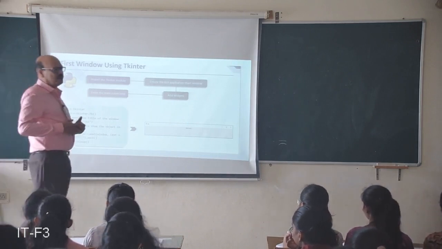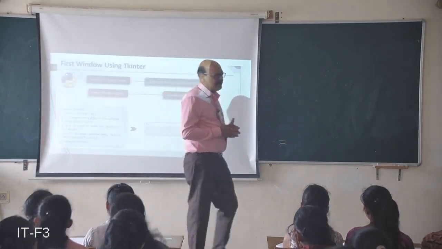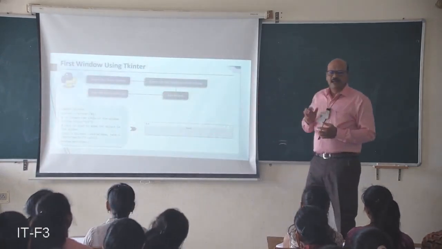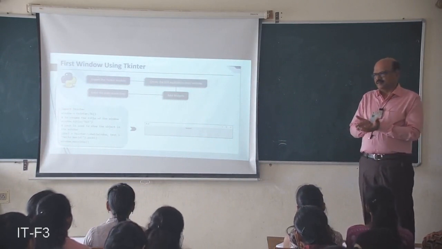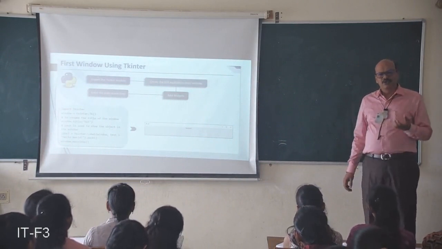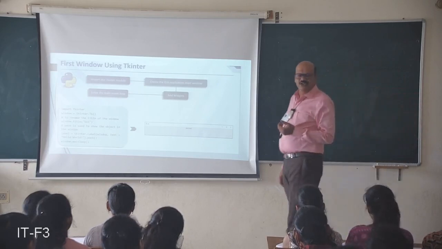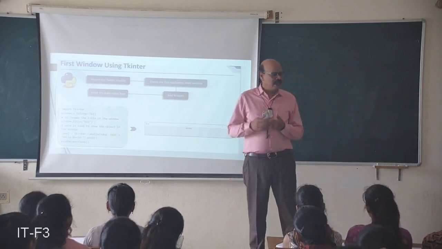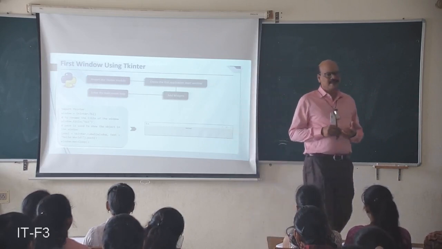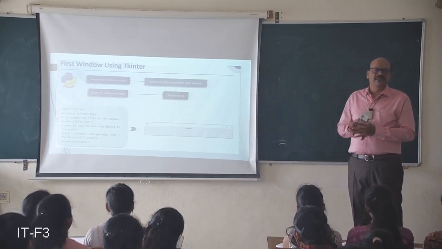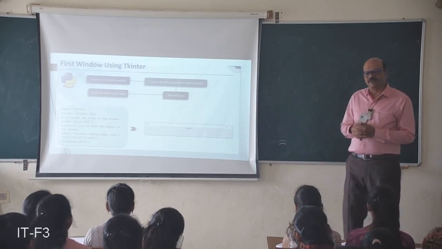Whenever we want to use GUI programming, one of the most important aspects that we need to remember is that we need to have a container. There are so many GUI widgets or GUI components available, like buttons, combo boxes, list boxes, text, labels. These are various types of widgets. I'll explain each and every one.